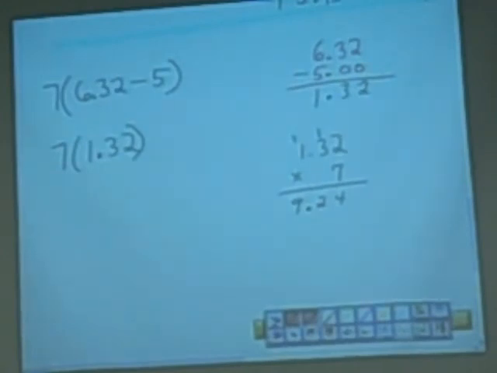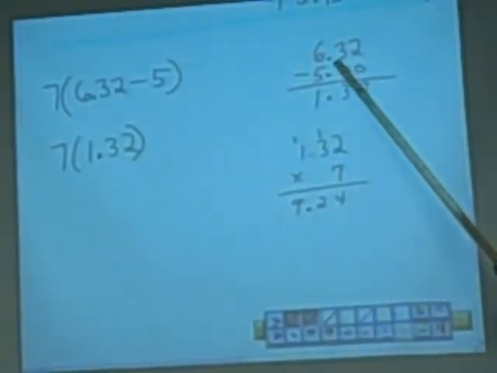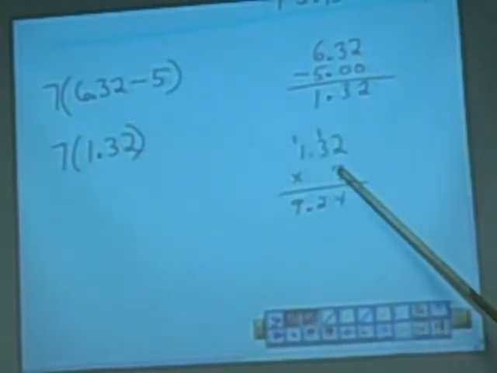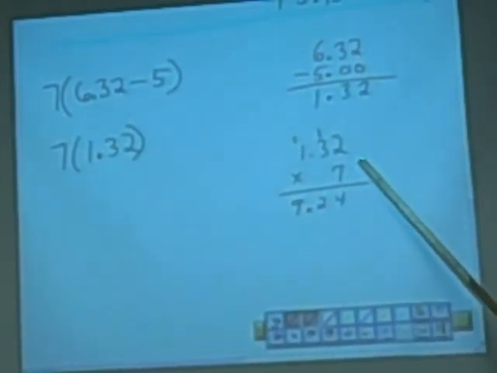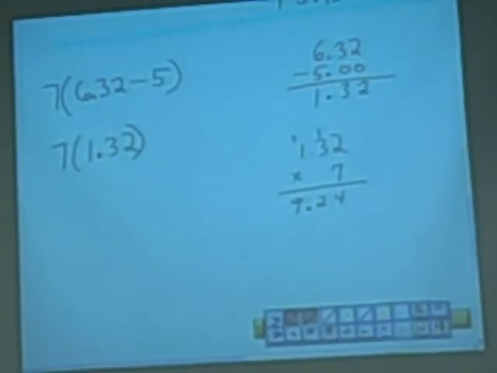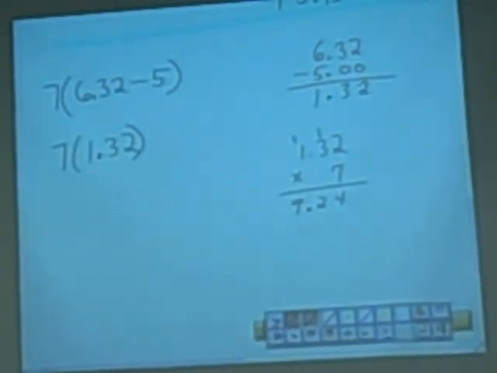See, so again, first step, we're subtracting. Second step, we're not subtracting, we're doing multiplication. So you work the decimals differently between the two operations, right? So our answer is 9.24.